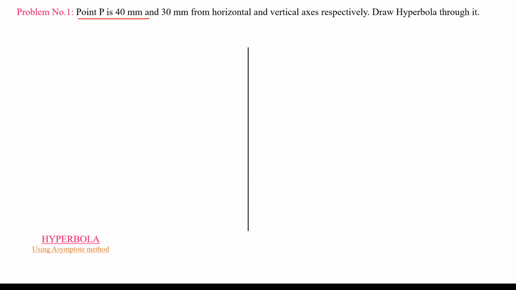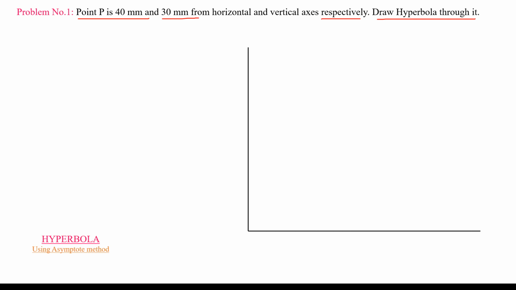A point P is 40 mm and 30 mm from the horizontal and vertical axis respectively. Draw a hyperbola through it. Whenever you are given the position of a point from the x asymptote and y asymptote, you can use this asymptote method to draw a hyperbola through it.